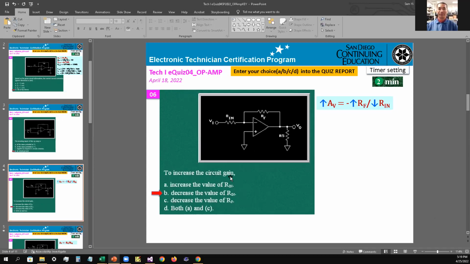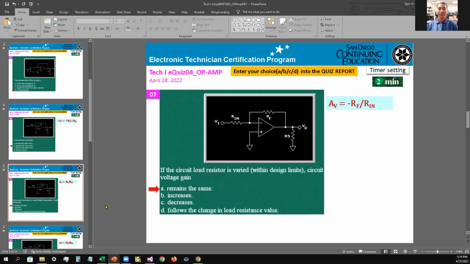Okay, to increase the circuit gain. Okay, so to increase the circuit gain, we can increase RF or decrease RN. So the only one that is correct is B as in Bob for number 6. Okay, any question on number 6? Okay.